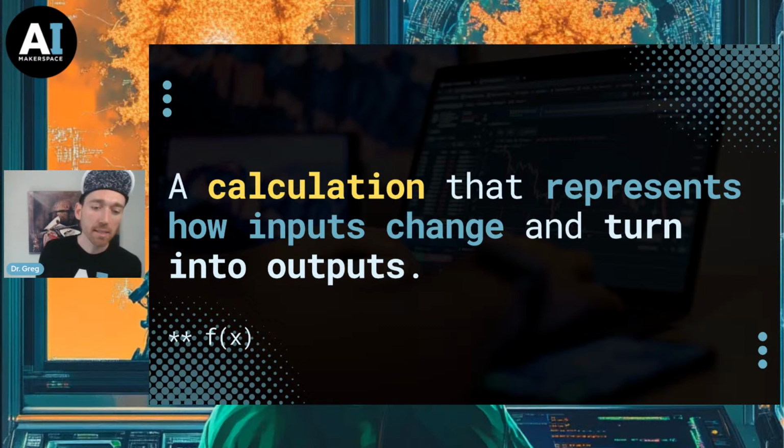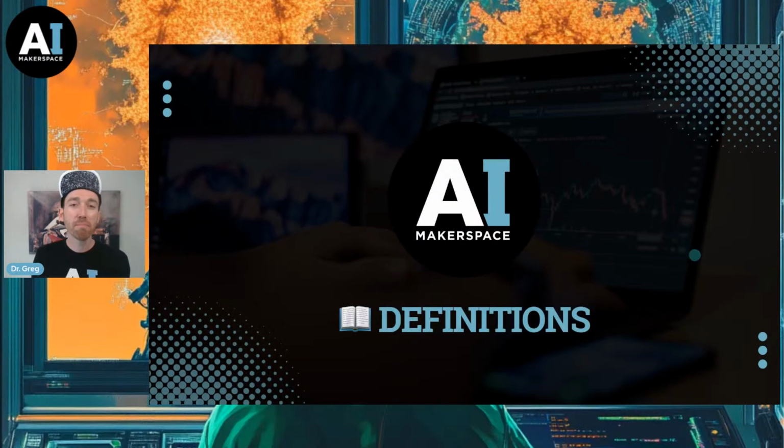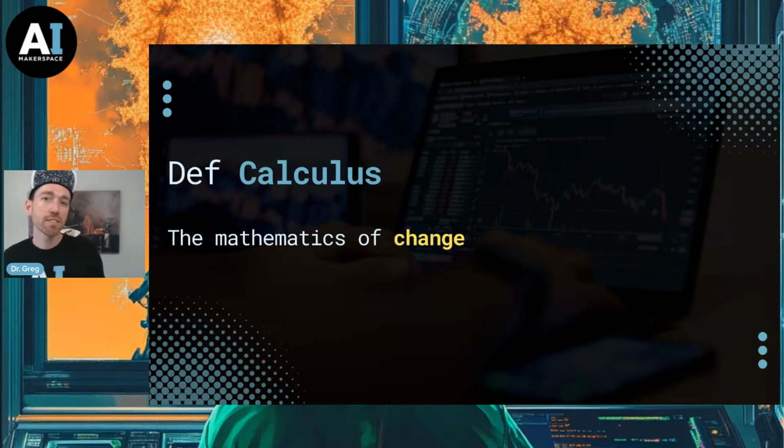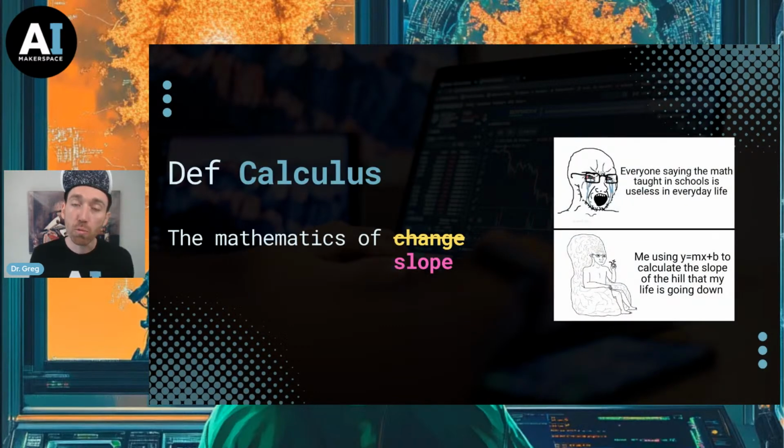So fundamentally, what are we talking about? We're talking about the mathematics of change itself. This is the OG, right? This is calculus. We could say the mathematics of change. We could say the mathematics of slope.